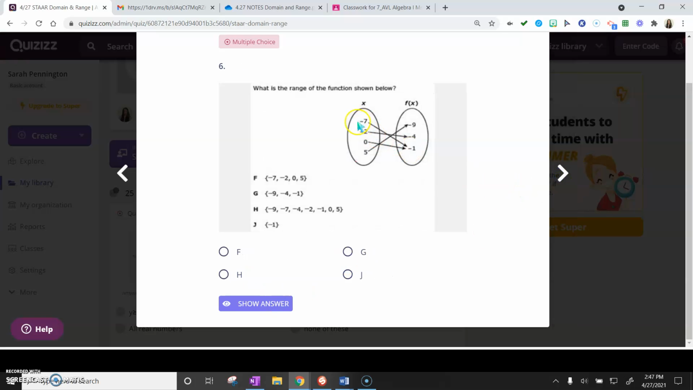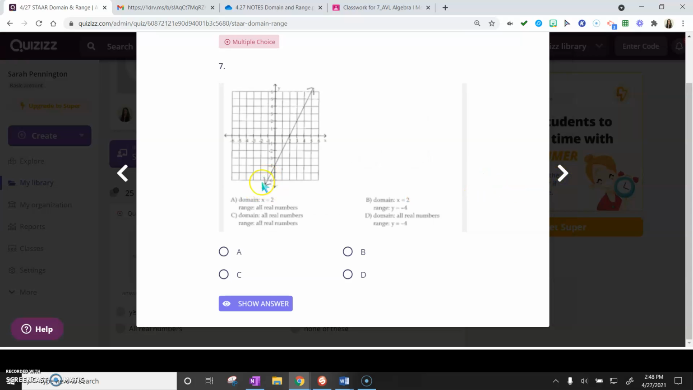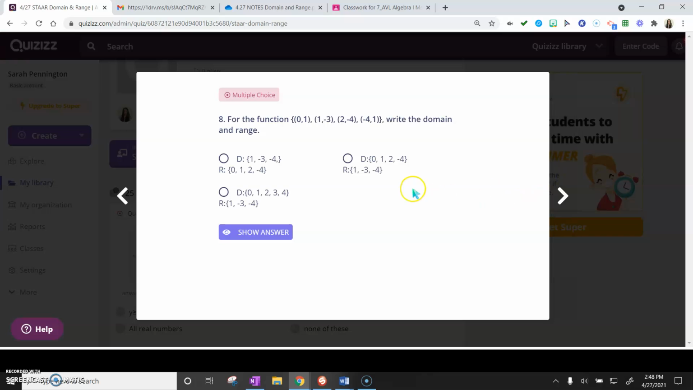All right, number 6, these are super easy. These are called mappings. It says, what is the range? Remember, range is y values. Y is the same thing as f of x, so my range is just -9, -4, -1. All right, for lines, they go on forever left to right and forever up and down, so my answer would be C, all real numbers.